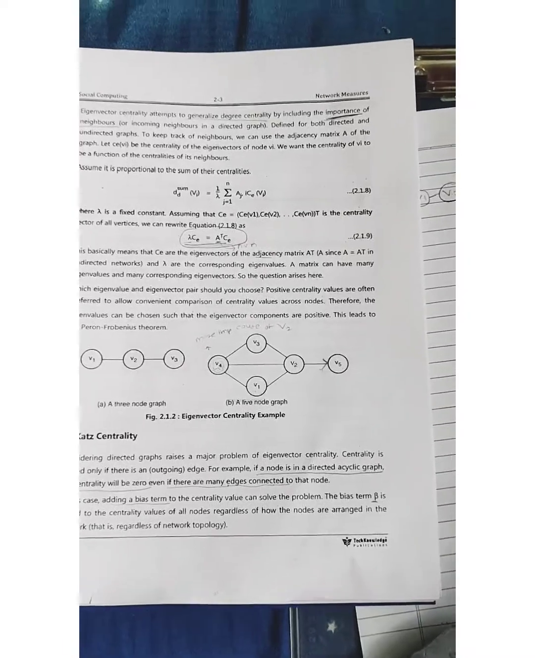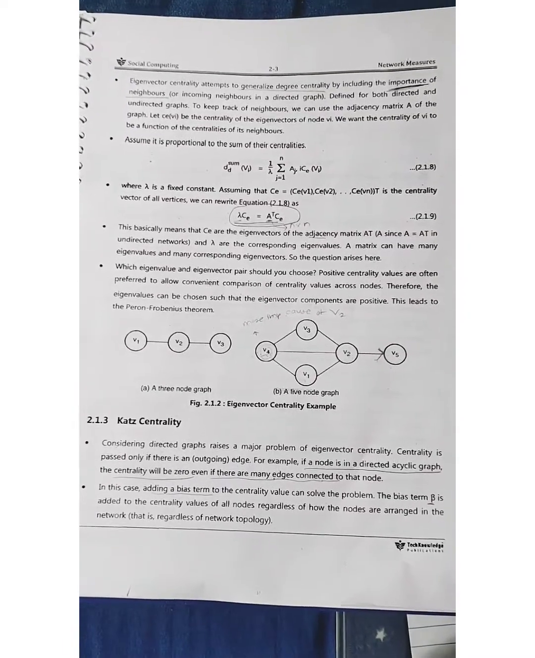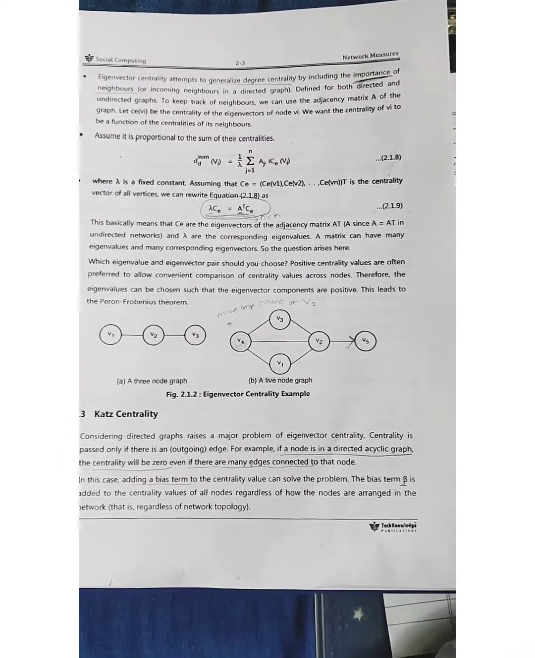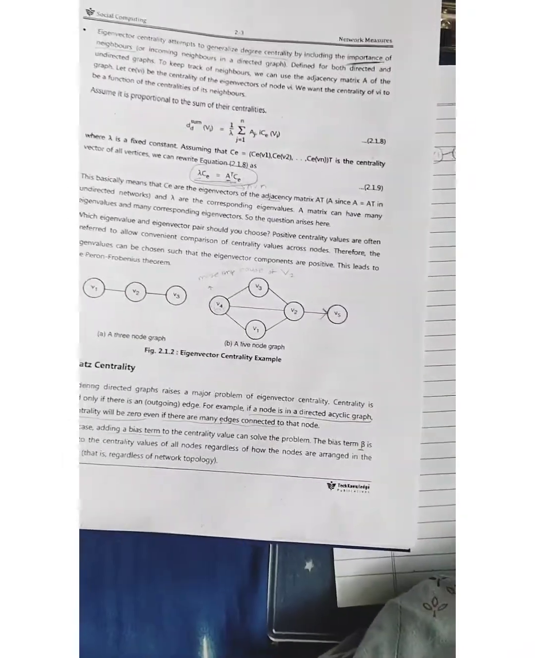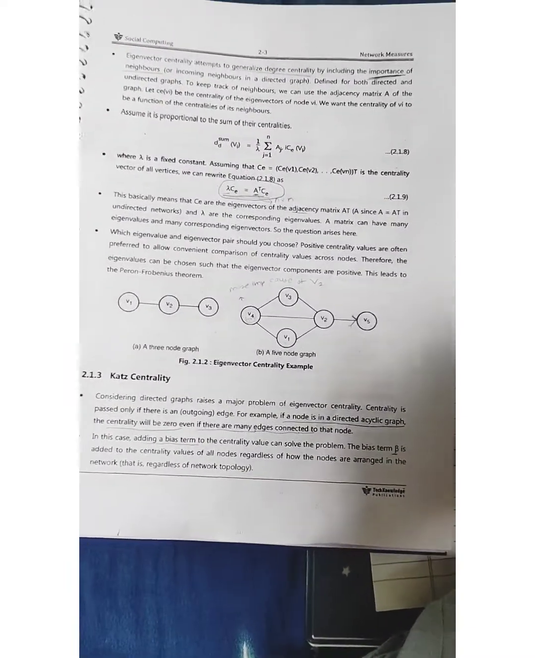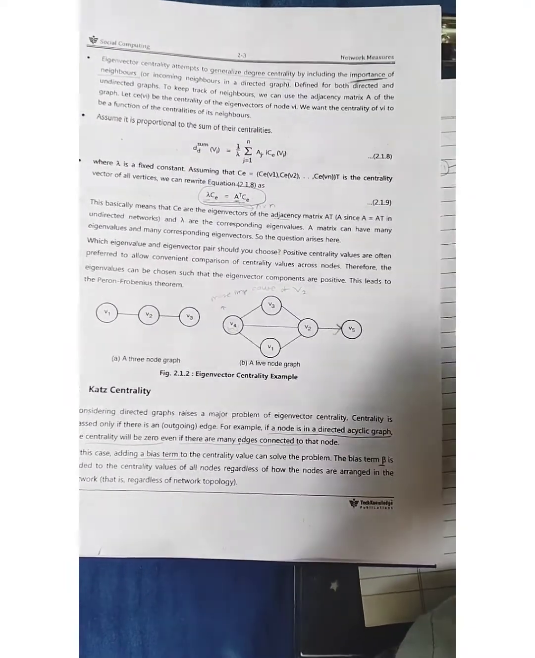Okay, so the next one is the Katz centrality. So what the Katz centrality does: Katz centrality came from a drawback of the eigenvector centrality.